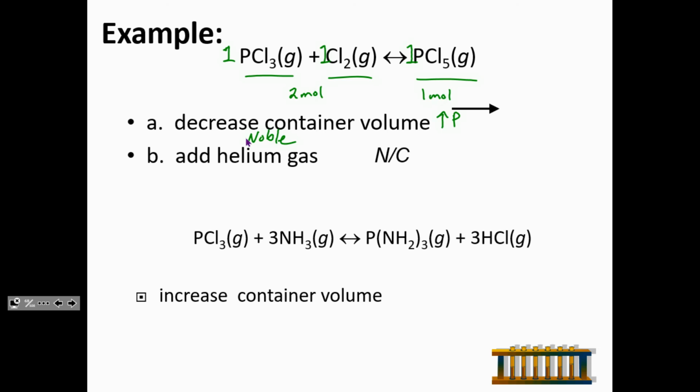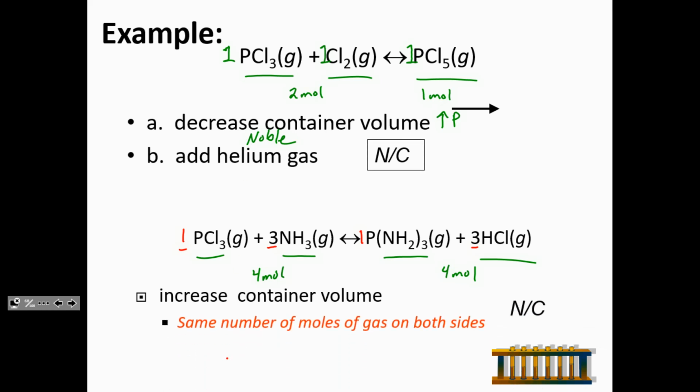And then we have another reaction down here, PCl3. We've got 4 different species of gases, 4 moles on the left side and 4 moles on the right side. Again, where did that come from? There's a 1 here and a 3 there, which makes 4, a 1 and a 3, which also makes 4. So it doesn't matter what we do to the pressure, there will be no change if the moles are the same on both sides.